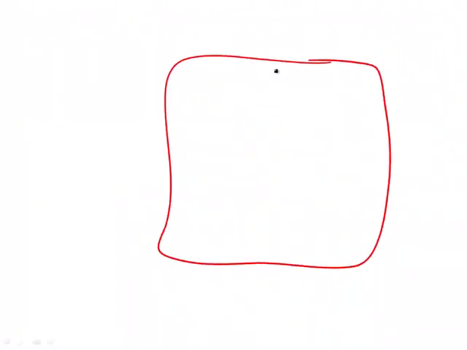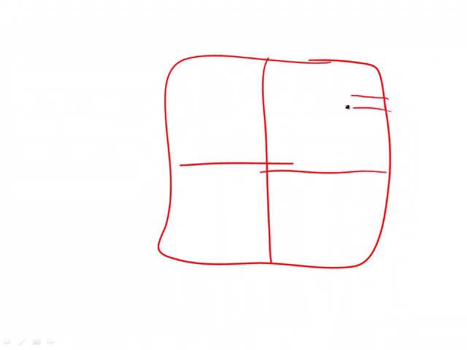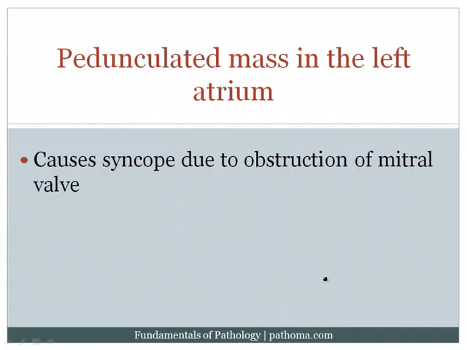Let's briefly illustrate this. Here's a picture of the heart. Again, these are our four chambers, and in this particular case, we're in the left atrium, and you've got this pedunculated mass. Pedunculated means it grows off a little stalk. And so you've got this pedunculated mass. Now this mass could easily block the mitral valve here. And were it to block the mitral valve, that would block the blood flow through the heart. Of course, blood would not go to the brain then, and so you'd get syncope. And so that's why we say here in the book that it causes syncope due to obstruction of the mitral valve.